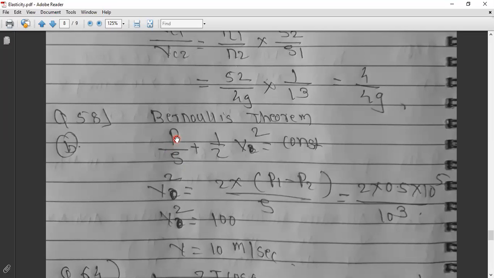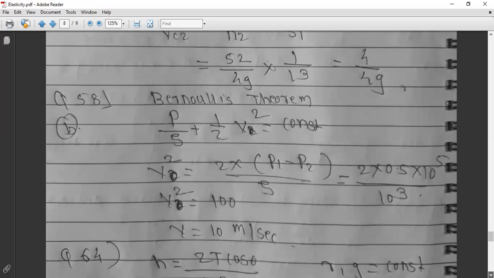So the difference in pressure for the first case and second case. Compare this equation for the two different cases. We get V square is equal to, only due to closing and opening the valve, pressure changes, while the velocity of the water remains the same. So V square is equal to twice of P1 minus P2 upon rho. Put the value of difference in pressure 0.5 into 10 raised to power 5, and the density 10 raised to power 3. So we get V square is equal to 100. So V is equal to 10 meter per second. So the correct option for question number 58 is B.